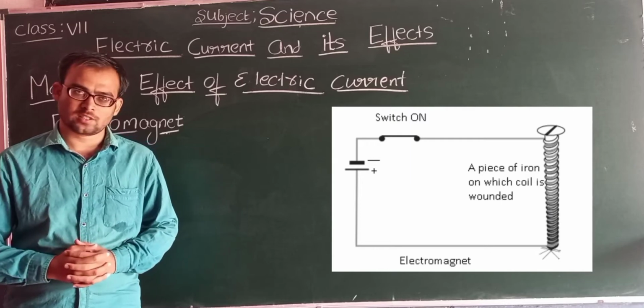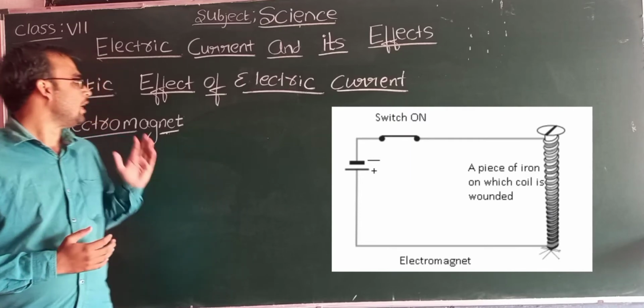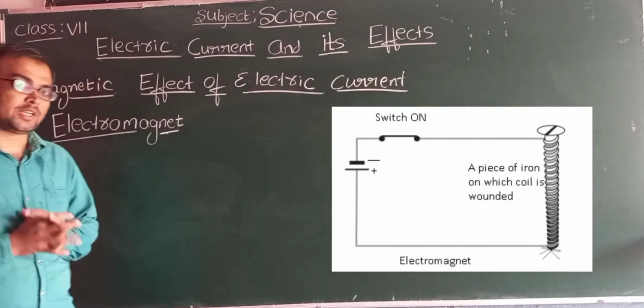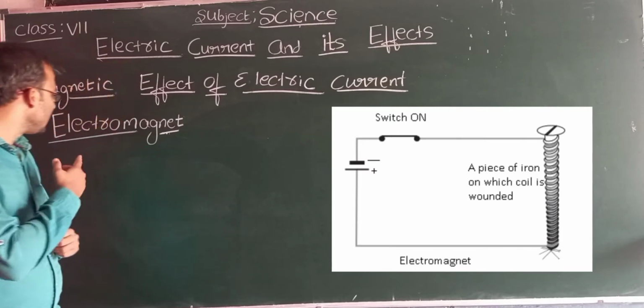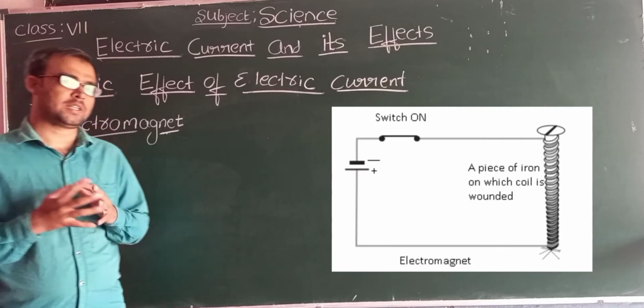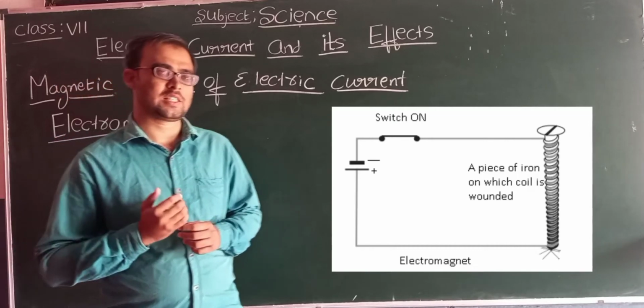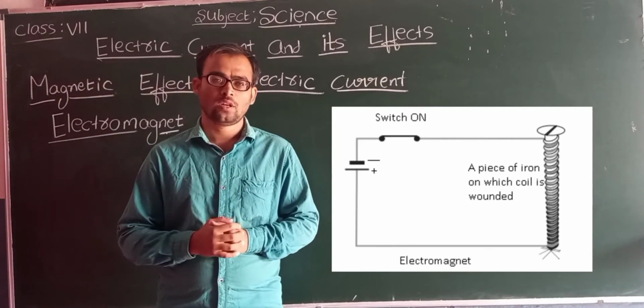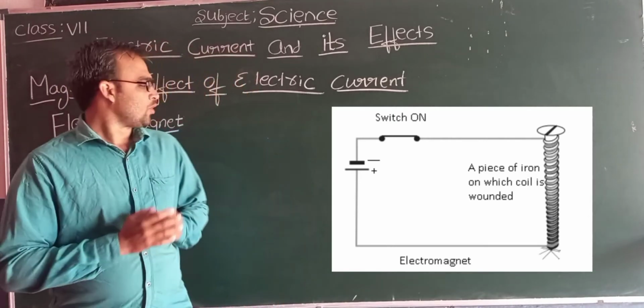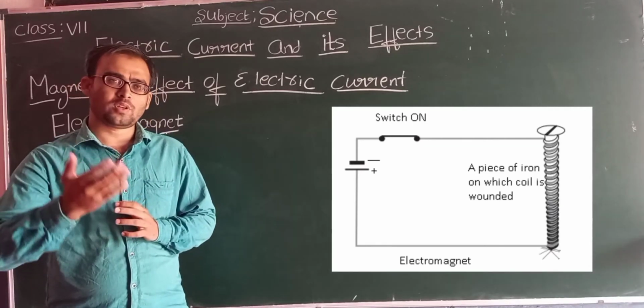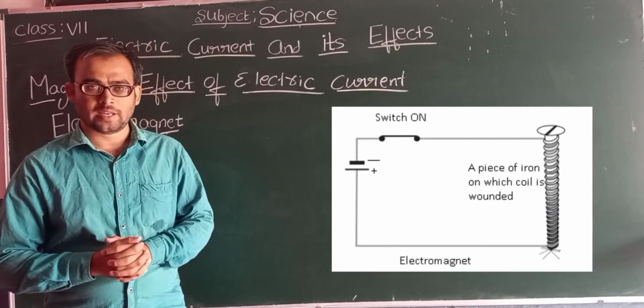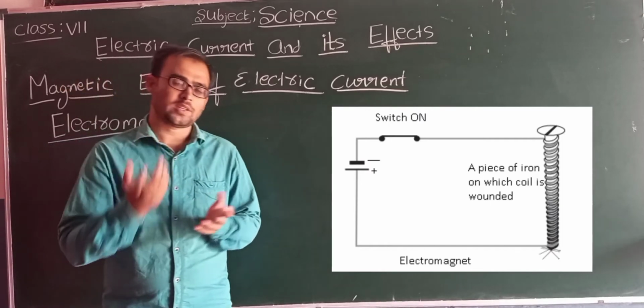Students, now let us discuss one more concept in the magnetic effect of electric current. So what is that? It is the electromagnet. Students, now we will discuss what is meant by an electromagnet. Before that, we need to perform an activity. So what is that activity?